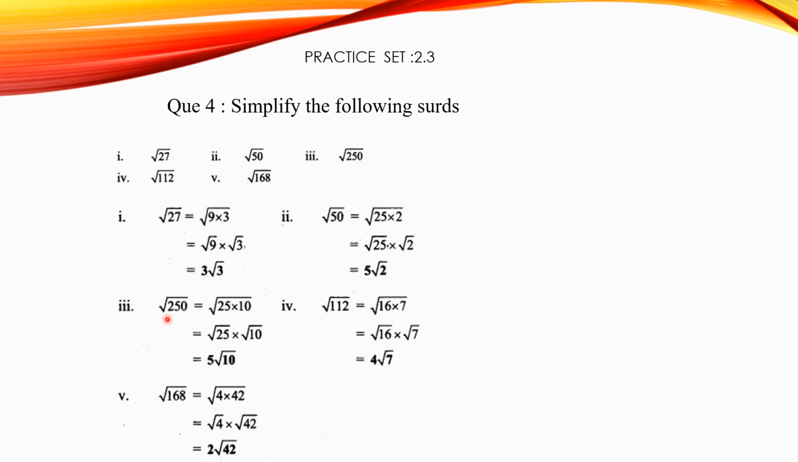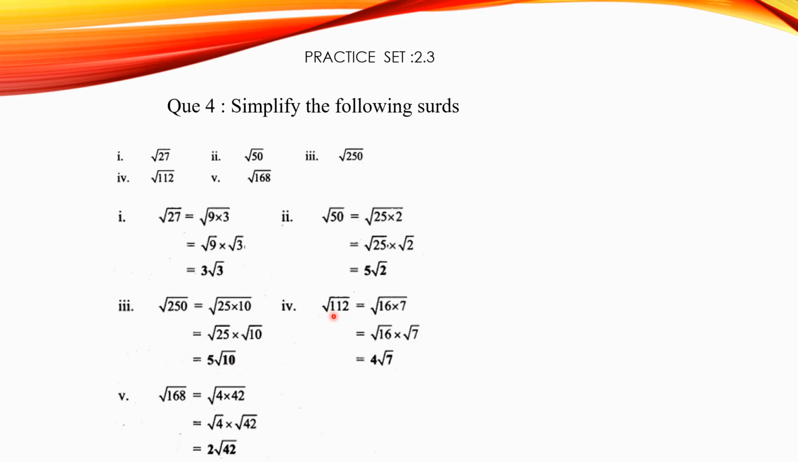Third question, root of 250 is equal to, inside the root we can write it as 25 multiplied by 10. So root of 25 multiplied by root of 10. Root of 25 can be written as 5. We cannot find the square root of 10, so it is written as it is. So the answer of root 250 simplified to the lowest form is 5 root 10.